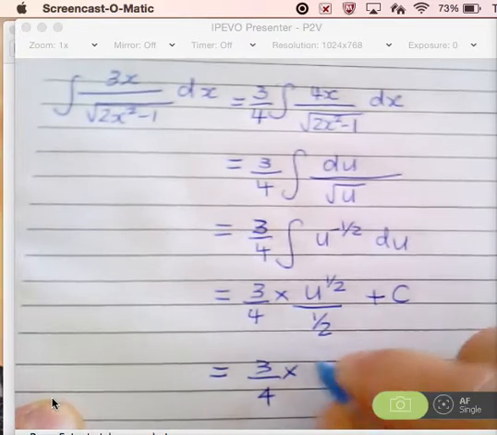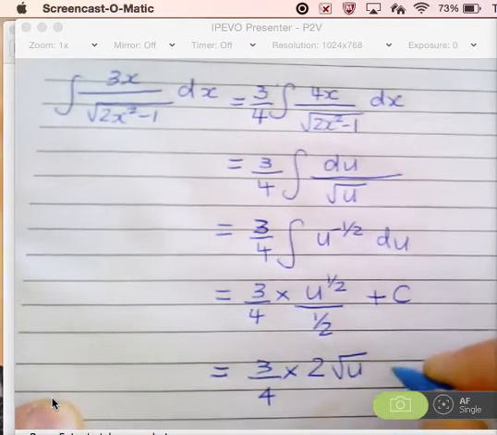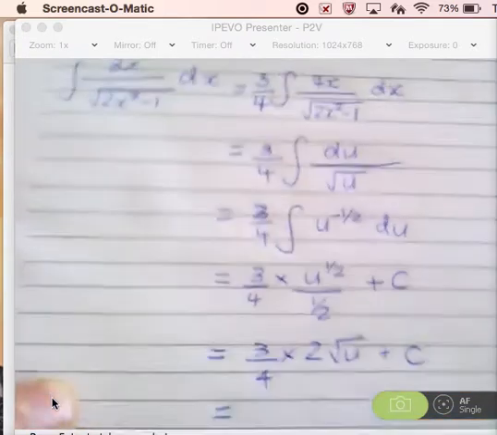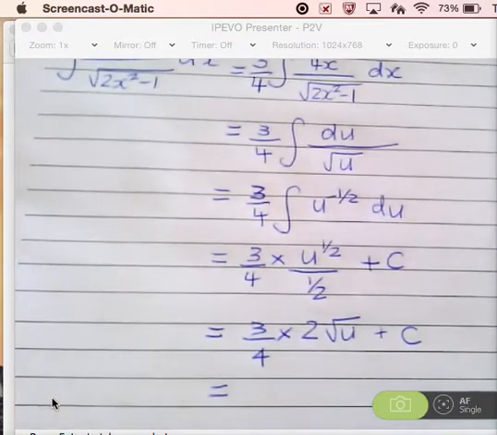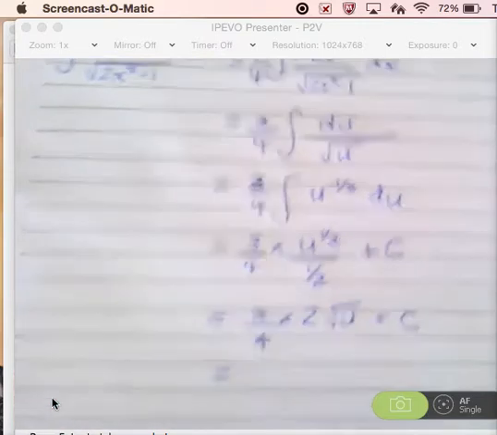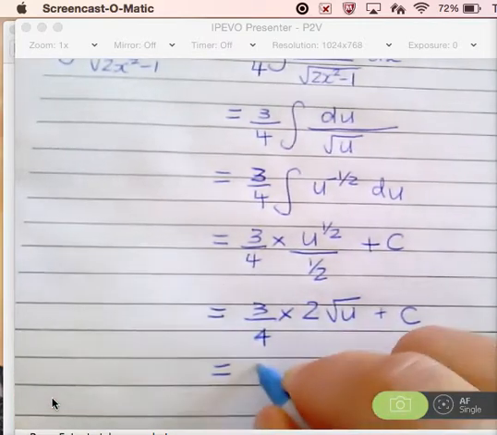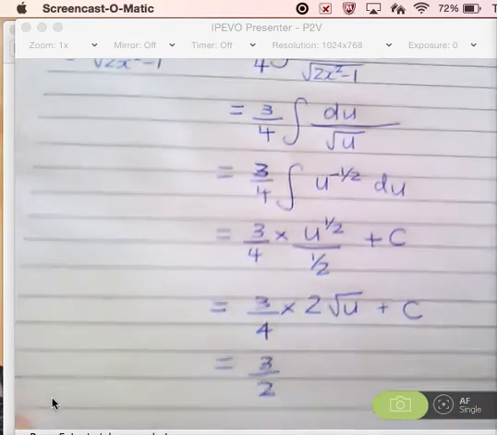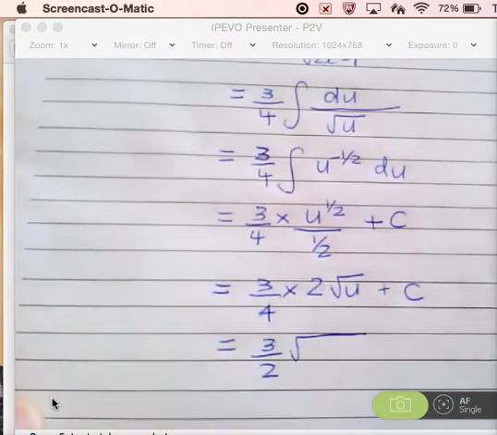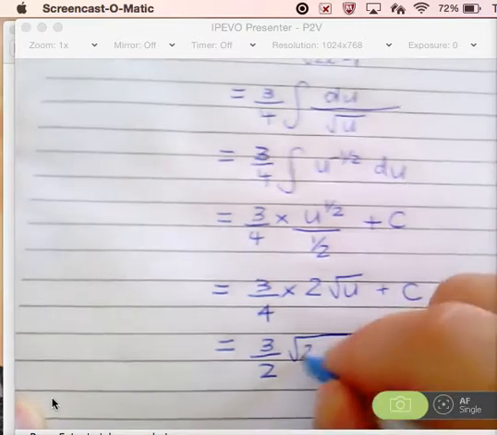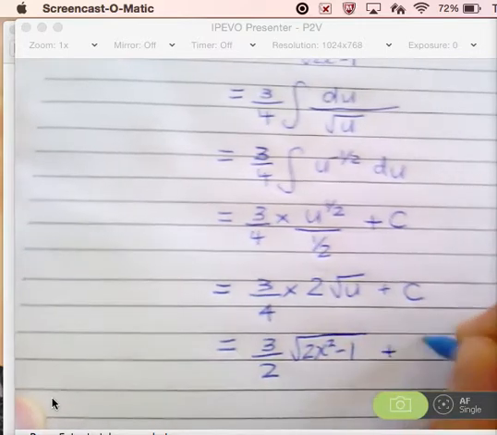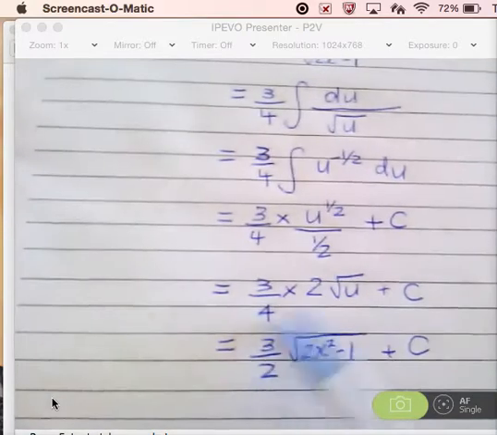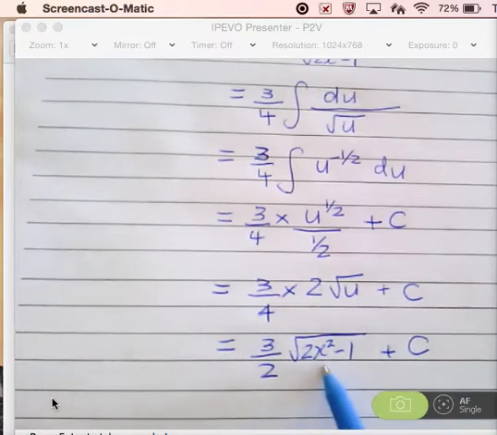What's that the same as writing? 3/4 times 2 root u. Divide by a half is the same as timesing by 2. U to the half is the same as square root of u. So now the 4 and the 2 cancel. What have you got? 3 over 2 square root of, you may as well substitute in what the u is, 2x squared minus 1 plus c. So we've done our cancelling here with the 2 and the 4. Got 3 over 2 root u, which is 3 over 2 root 2x squared minus 1 plus c.